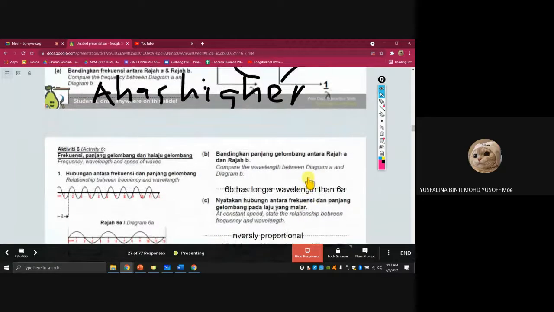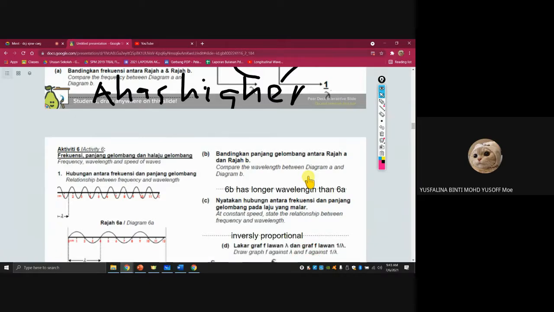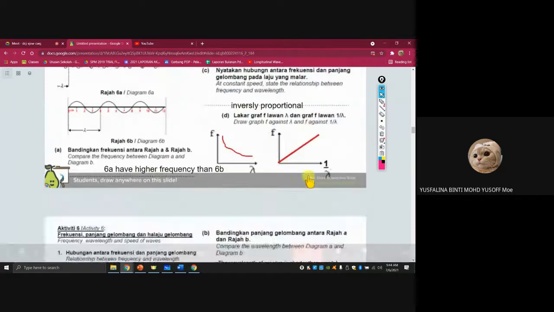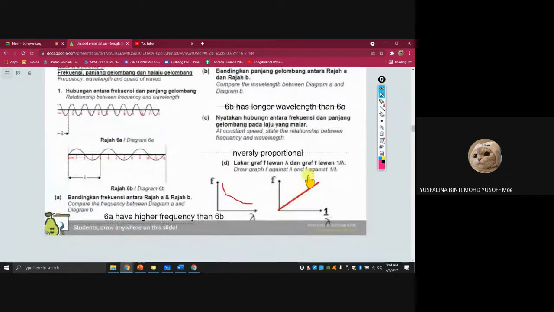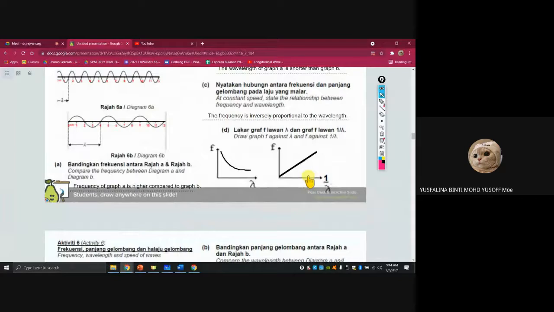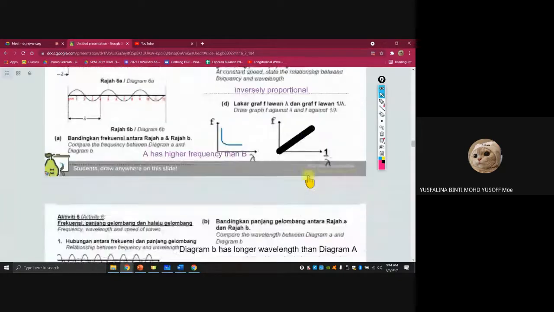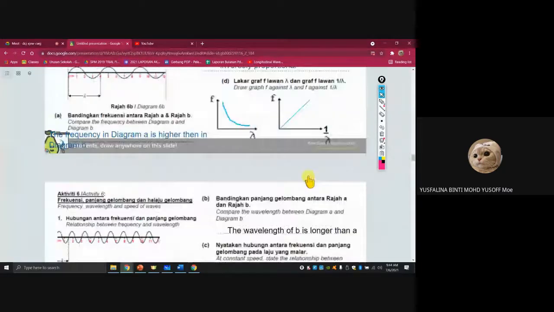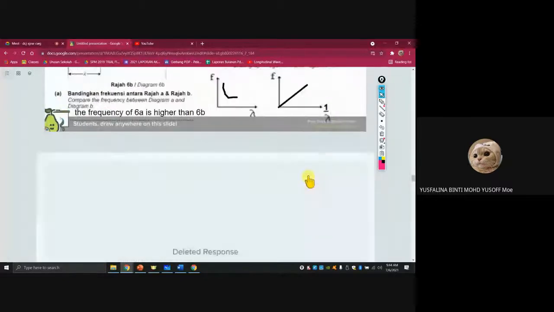Why not use the text? The symbol T at the bottom of your screen there, you just click that one and you can type anywhere you want. Inversely proportional, 6A has higher frequency than 6B. Frequency of graph A is higher. Inversely proportional. The wavelength of B. So mostly of you got it correct. Very good.